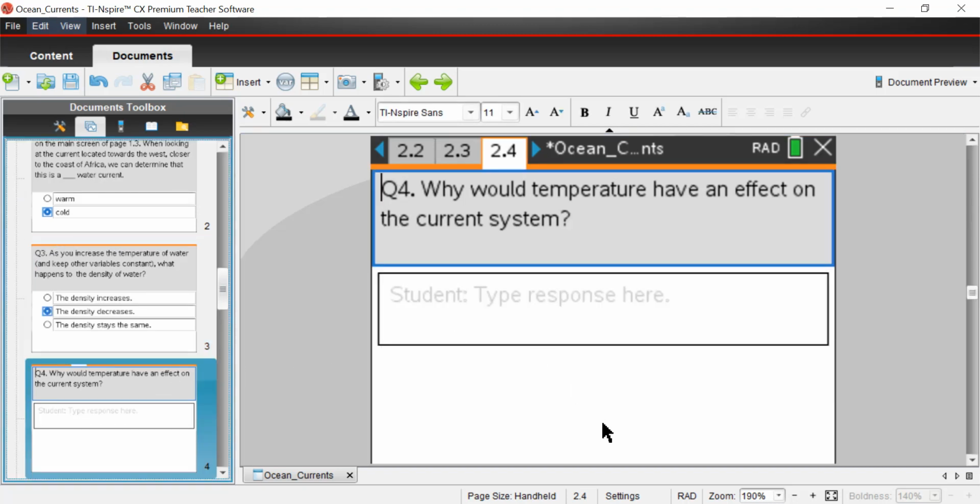Okay, question 4. Why would temperature have an effect on the current system? So basically, what is temperature doing to cause the motion of water, these currents? And if you think about the density differences based on the temperature differences, you'll start to realize that as the water cools down, its density will increase, and when the density increases, that volume of water is going to sink.